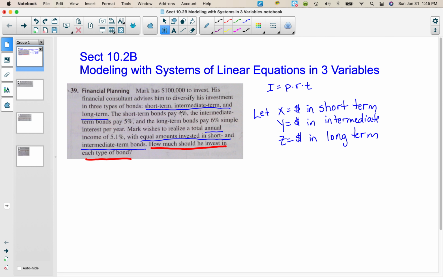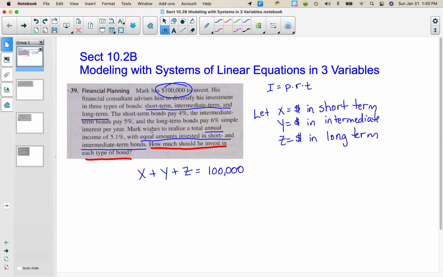By the way, notice how the interest rate goes higher the longer your term is, and that's pretty common because you're basically tying up your money for a longer period of time, so usually you'll get a higher interest rate. Not that high right now. So he has $100,000 to invest, and he's putting it in these three different bonds. So we start with the first equation, which is the easiest. X plus Y plus Z equals 100,000.